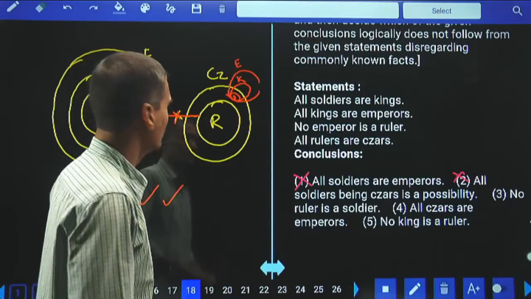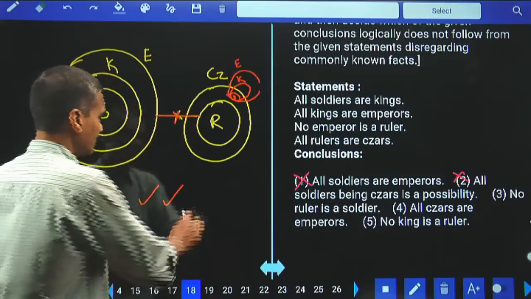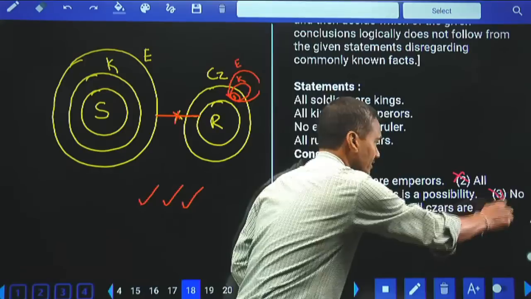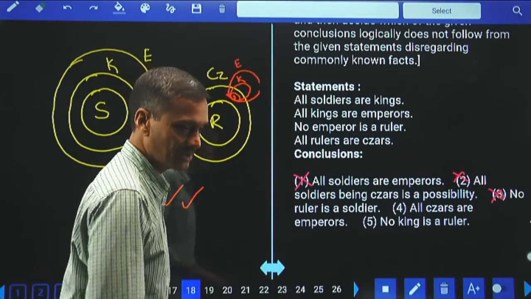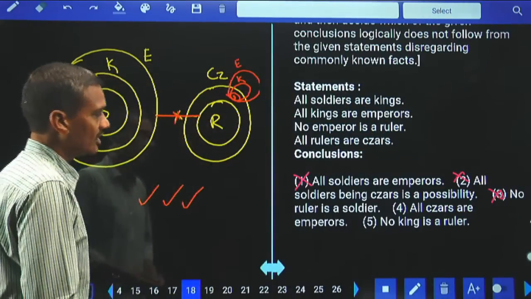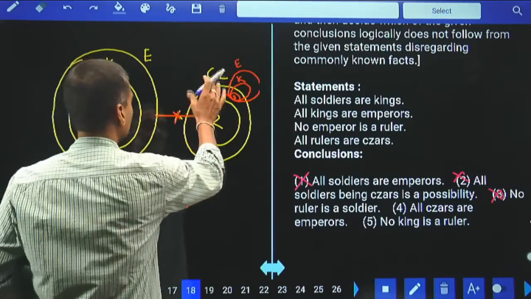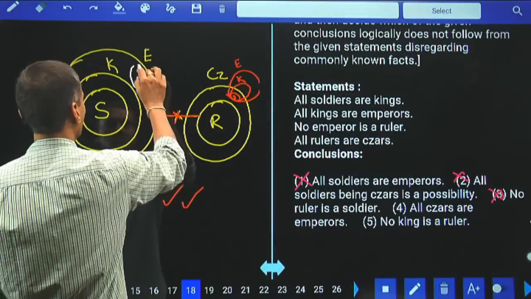Then the third, no ruler is a soldier. Soldier is here, ruler is here, that is true. As it is true once, no need to check once again because it cannot be your answer. It will be your answer only when it is false. Then coming to the fourth one, all czars are emperors. This entire czar must be emperor. That means this entire czar should come into which region? This region. Czar should come like this.